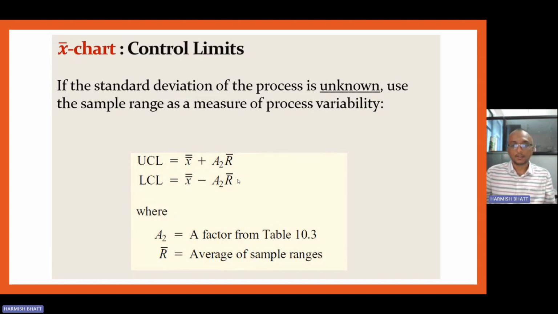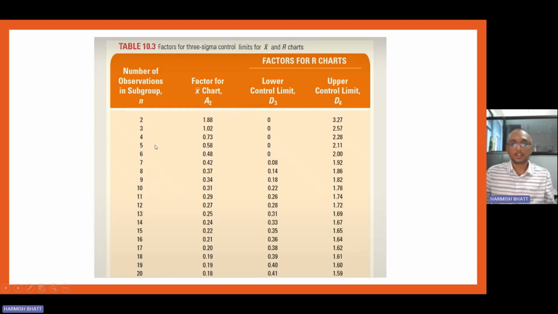Now, what is R bar? That we already have discussed. That is the mean, that is the average of the ranges of all the samples. And A2 is nothing but a factor. The value of this particular factor will be selected from a particular table that is shown on this slide.